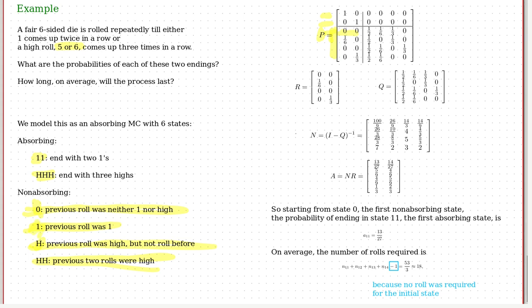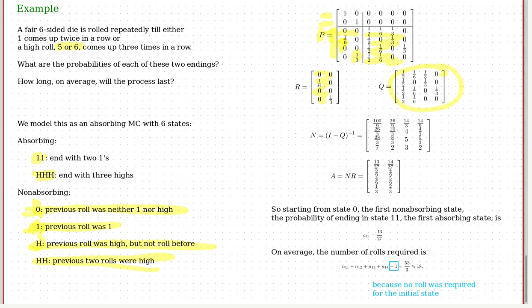Whereas if you're in state 1, then if you roll a 1 again, you'll reach the first absorbing state, so that's why this number is 1/6, right? And if you're in the HH state, and you roll a high roll, then you reach the second absorbing state. And so that probability is 1/3, because there's two ways to do that, a 5 or a 6. Okay? So I'll let you verify that I've got all these probabilities filled in correctly over here. But what that gives us is the R matrix over here and the Q matrix over here.